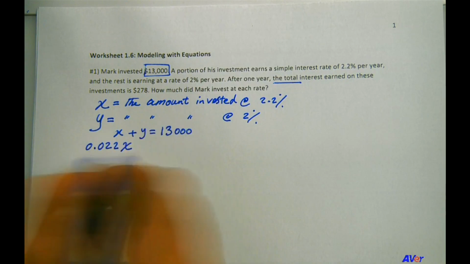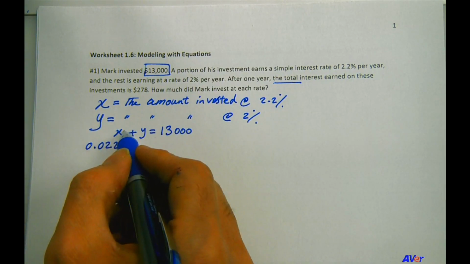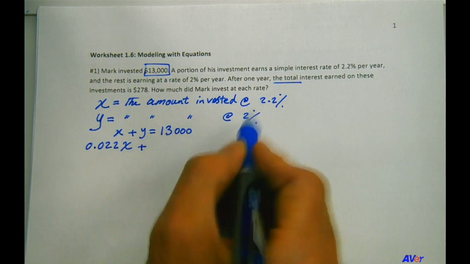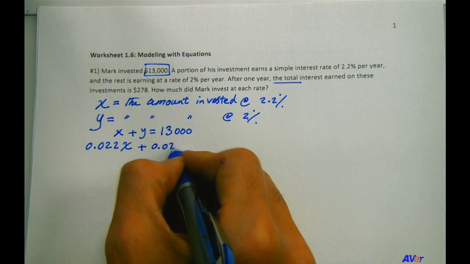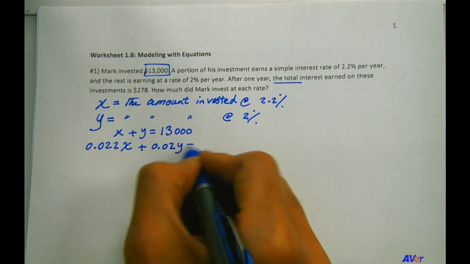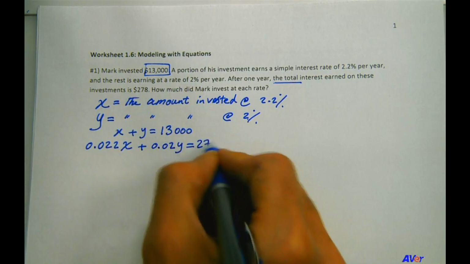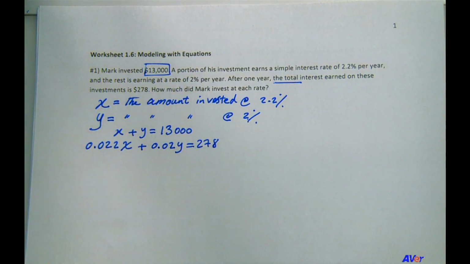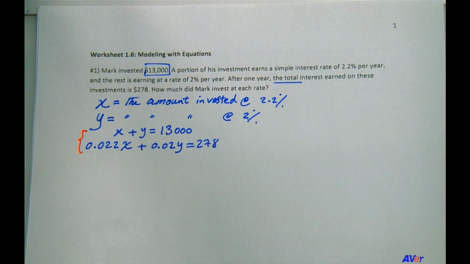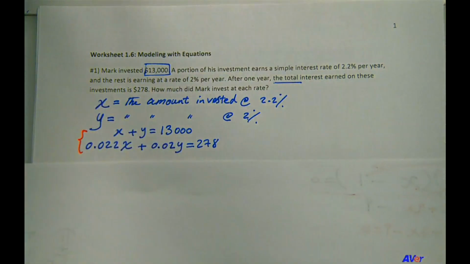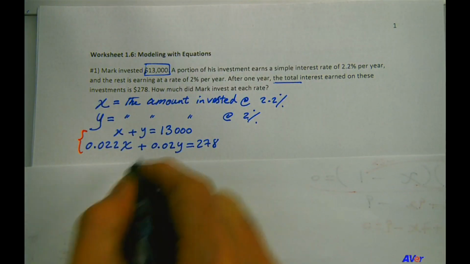0.022x, that's the interest from account X, plus the interest from account Y, 0.02y, added up to $278. Okay? So we have these two equations so far, that one and that one. One of the most common errors that I see is that people, when they set up these equations, they write them like this.